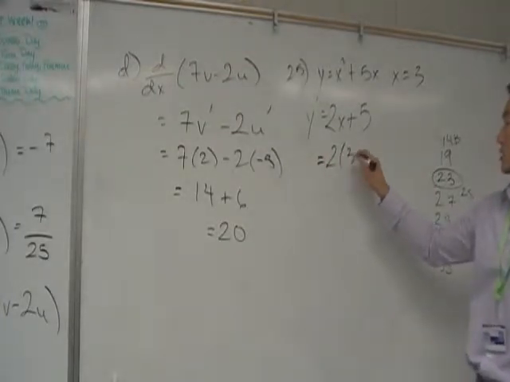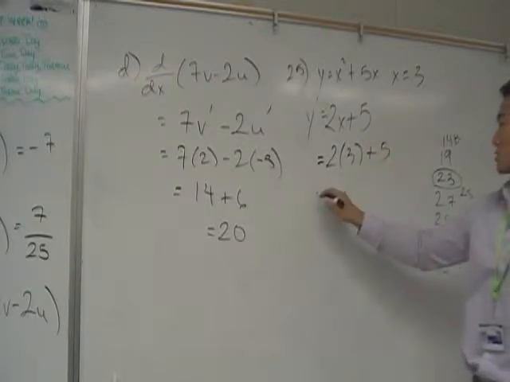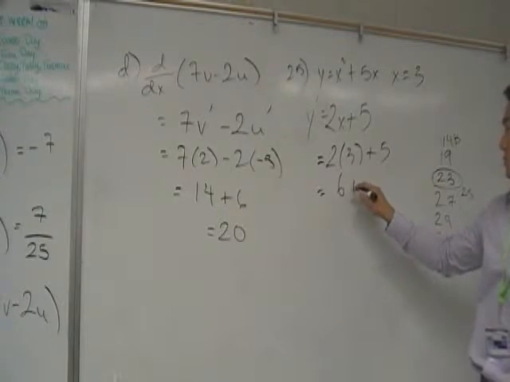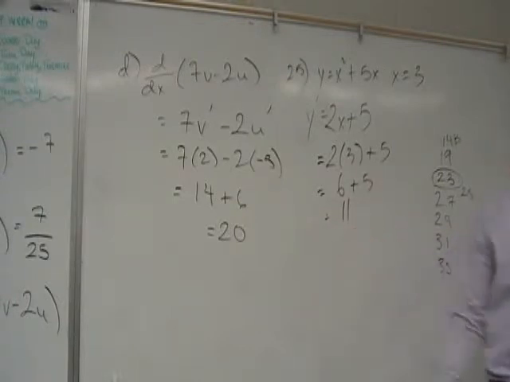2 times 3. And 2 times 3 is what, Kelvin? 6. And 6 plus 5 is? 11. That's where I got the 11 from. Not dumb. I didn't say you were. So I guess the answer is choice 3.